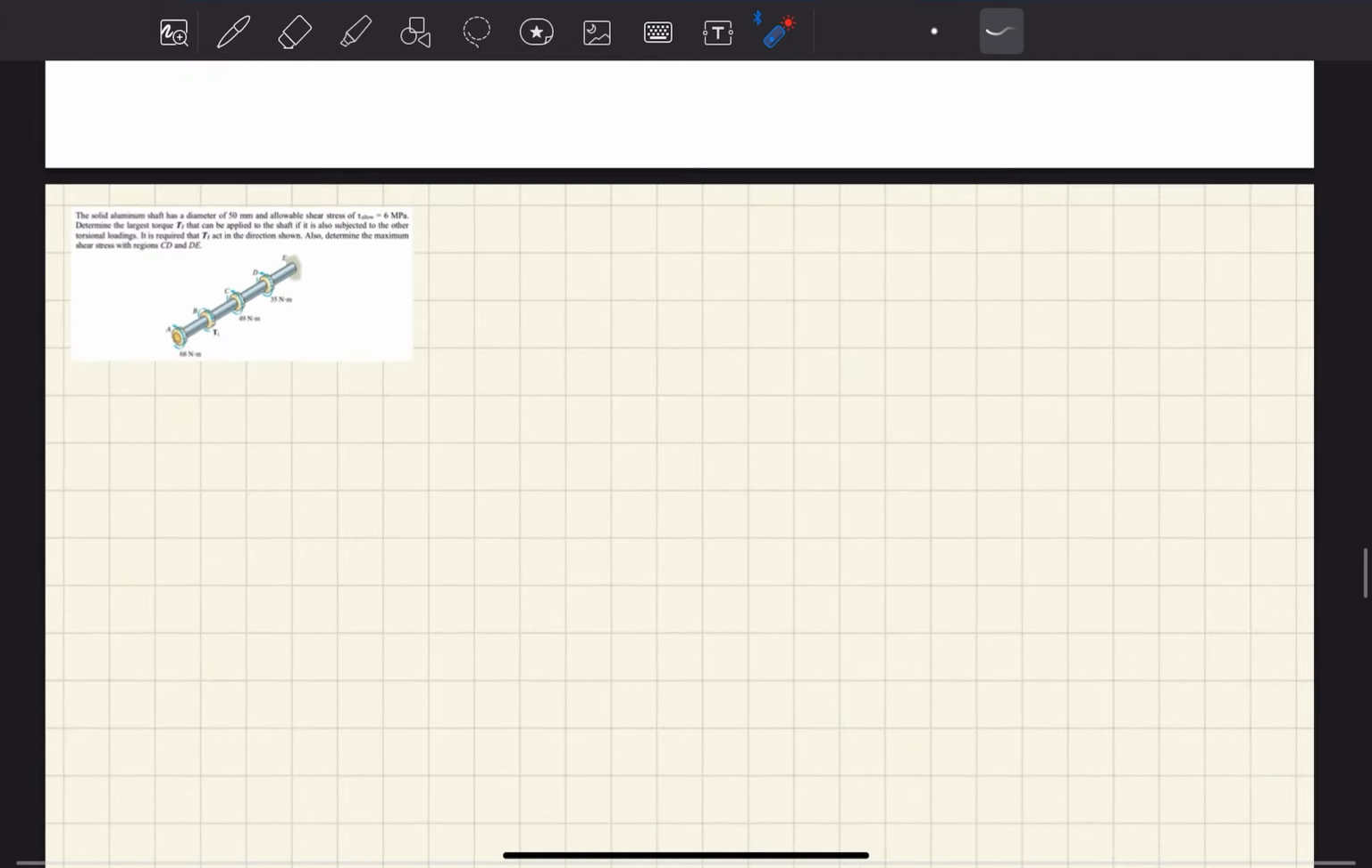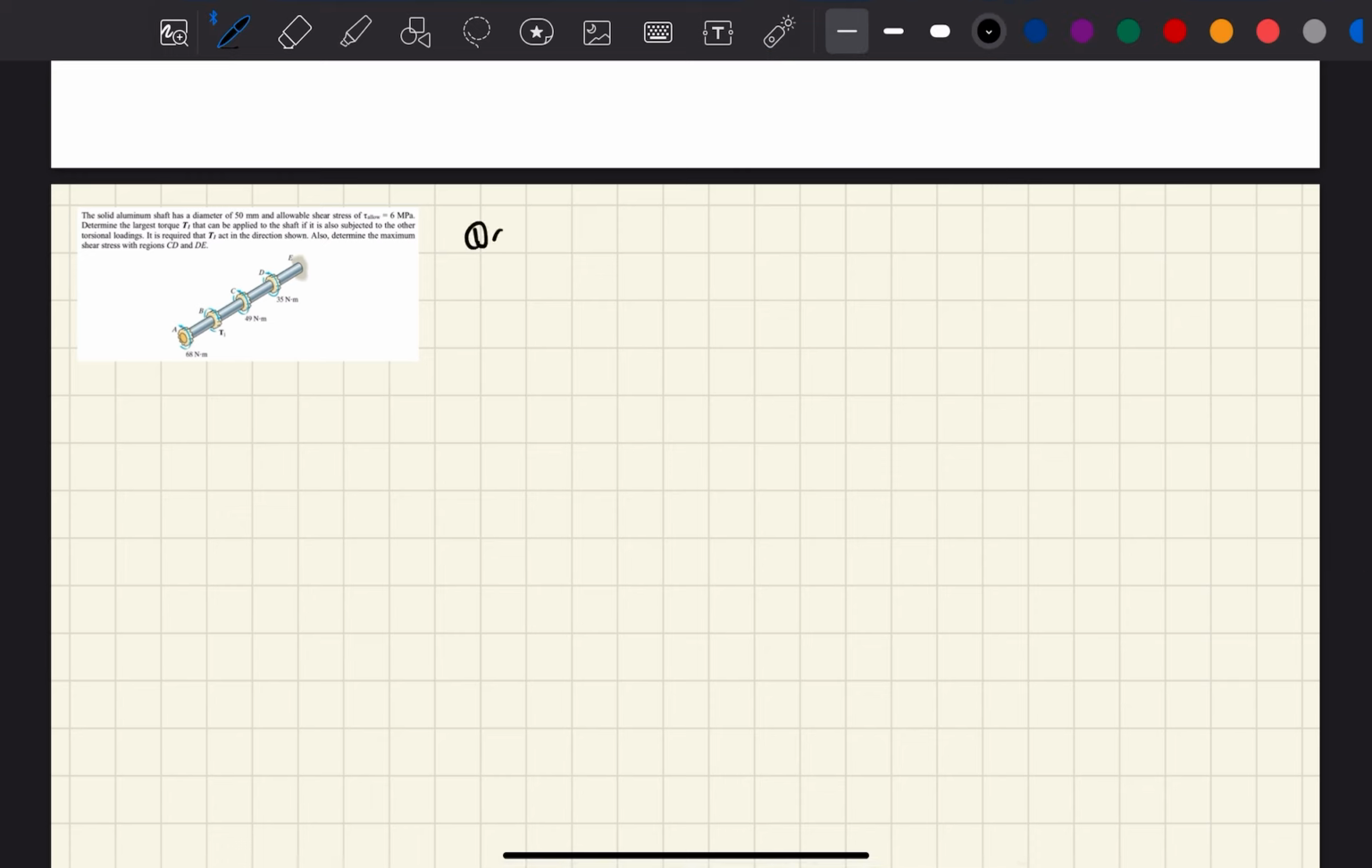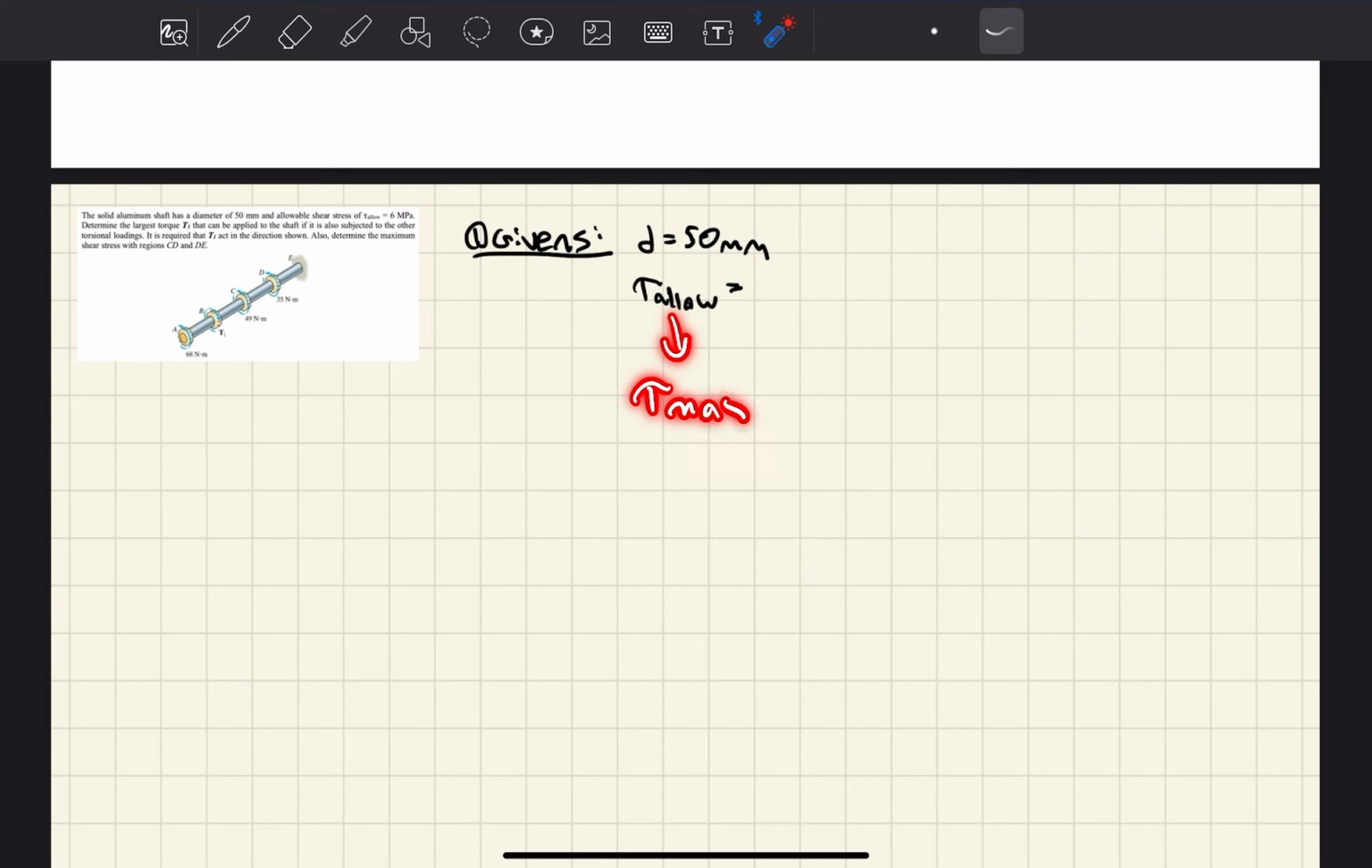Okay, so we can start off by putting the diameter of the shaft in givens, right? So the diameter of the shaft in this case is 50 millimeters. And what else are we given? We're given the allowable shear stress for the shaft. Basically, this is the working conditions. Remember the difference between tau maximum and tau allowable: this is the normal working condition of the stress that this lovely shaft will encounter. So tau allowable in this case is 6 megapascals, and that's pretty much what we're given.